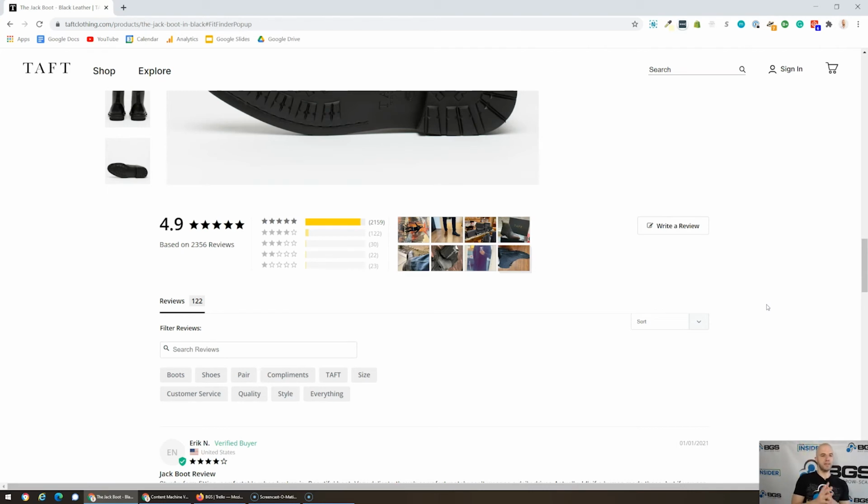And the key is what you do with them, okay? It's not a bad thing that you have negative reviews. In fact, you should embrace them and turn them to your advantage, okay? And the way you do it is you respond to them, okay?